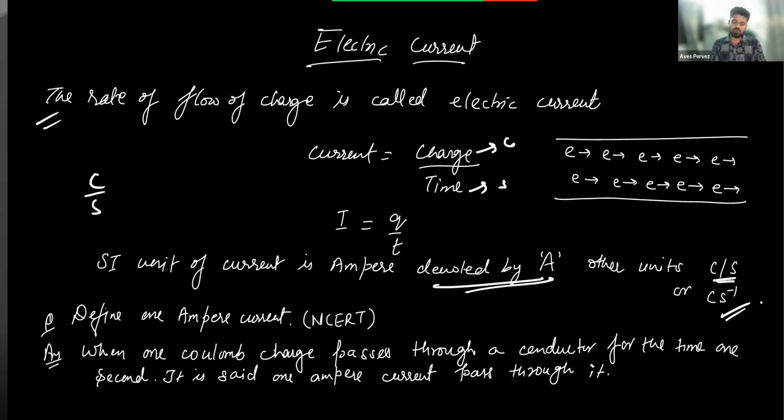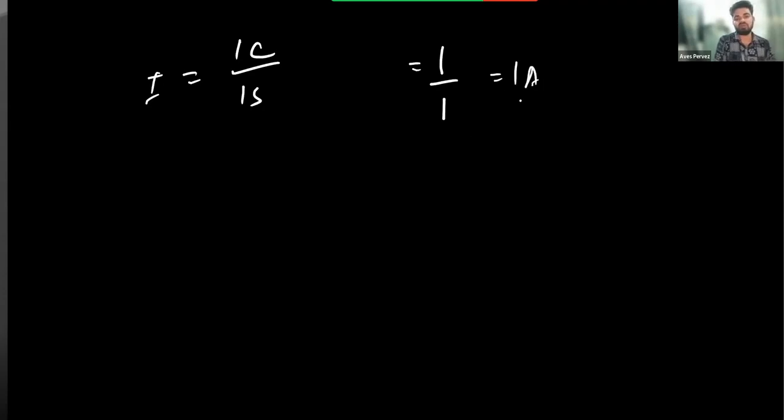Done. Now, define 1 ampere. What is 1 ampere? We can say that 1 ampere current is that current when 1 coulomb of charge flows. A question from NCERT: if 1 coulomb charge is flowing in 1 second, here the charge is 1 coulomb and the time is also 1 second. So 1 upon 1 is 1. So the current flowing through the conductor will be 1 ampere.